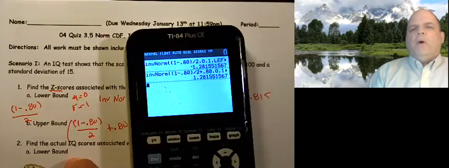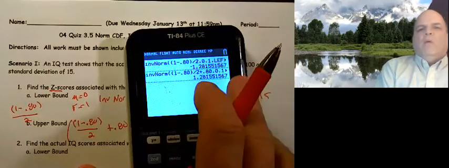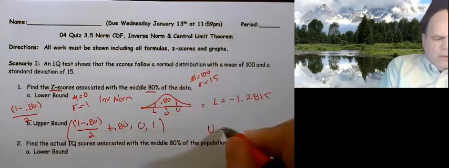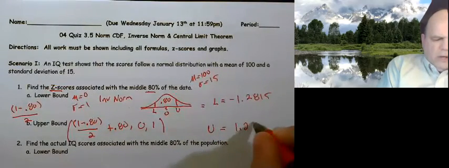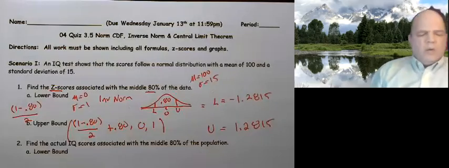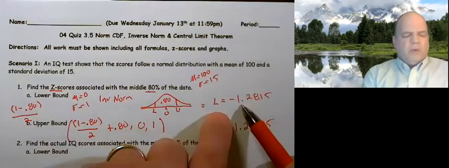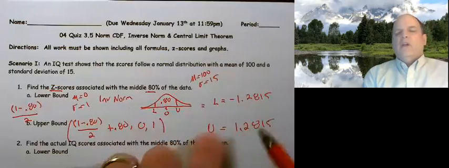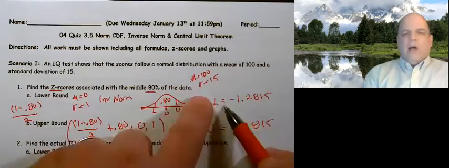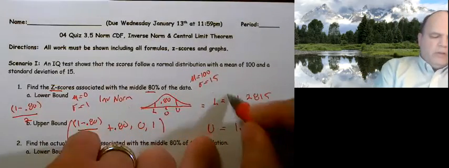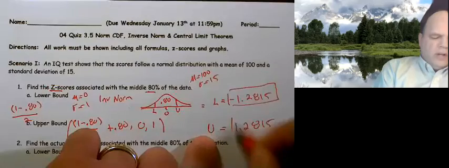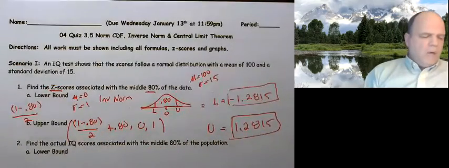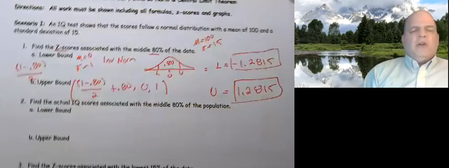And I end up getting 1.2815. So my upper equals 1.2815. When you're inputting this into the document, we just want the negative 1.2815 and the 1.2815. No labels, no U, no L, just this number and just this number. That's what we need to see go in. All right, so that's what you put into the Google form.